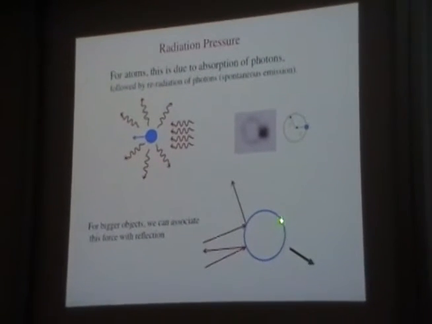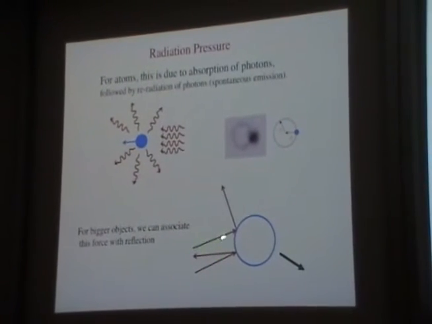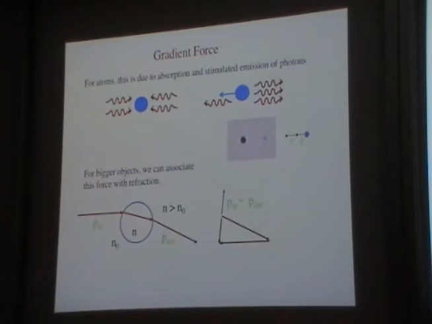So by now you've learned that for bigger objects, you can often associate this radiation pressure force with reflection, for example, in optical tweezers work. The gradient force arises due to absorption followed by stimulated emission of photons, in contrast to spontaneous emission. So for example, let's say I have an atom sitting here. I shine two light beams, one from the left and one from the right. The atom will absorb a photon from one beam, let's say this beam over here, coming from your left, or actually the other way.